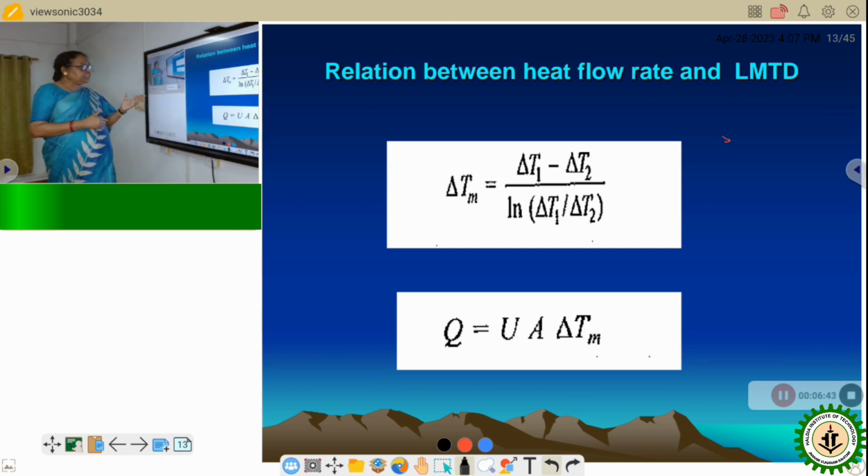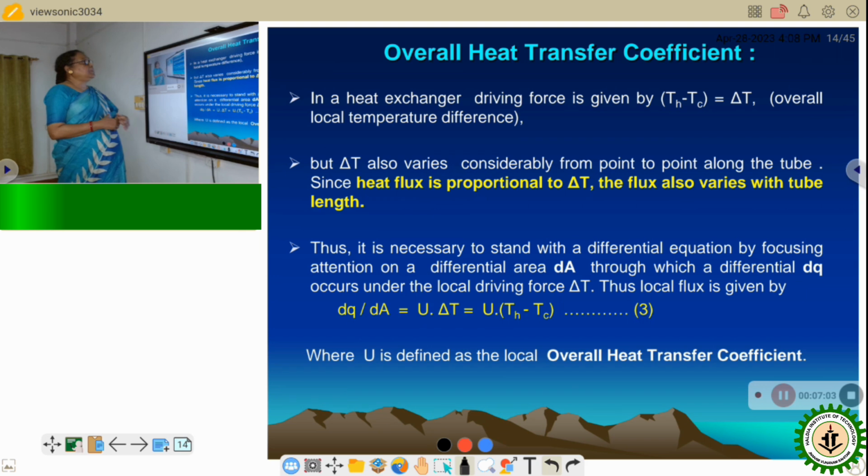So this equation can be written as a correlation. Capital Q, that is the total heat flow, is equal to capital U into A into LMTD. So capital U is the overall heat transfer coefficient, capital A is the surface area, and delta T is the log mean temperature difference. Now what is the overall heat transfer coefficient?